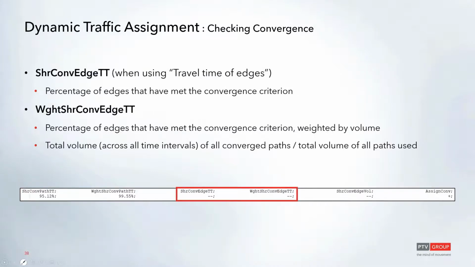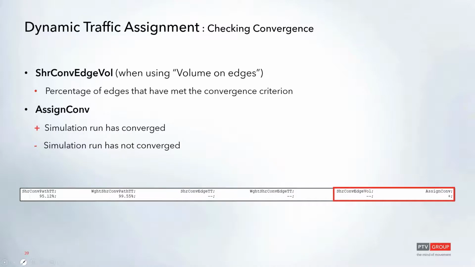And then similarly, if you were looking at travel time on the edges, here's where you can see the percentage of edges that met that convergence criteria, as well as that percentage weighted by volume. And then finally, here is where you can see the percentage of edges that met the volume criteria if you have that one selected. And then on the right-hand side, there will be this assign convergence attribute as well. And this will just tell us overall if this run has converged or not.